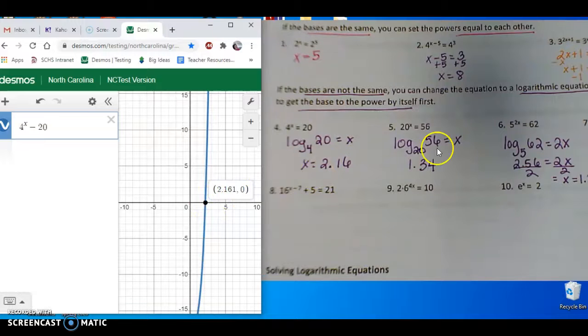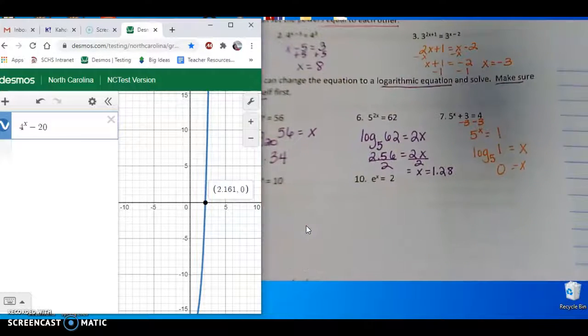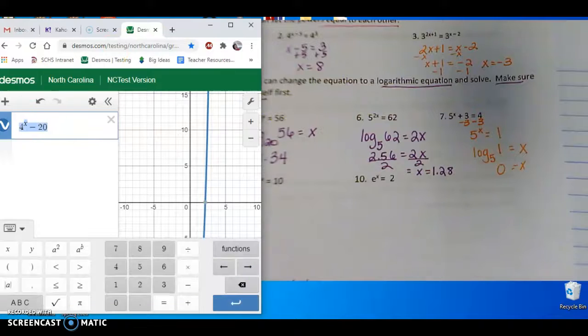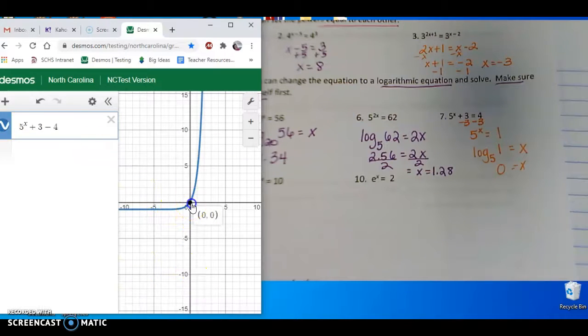Okay. If I wanted to do, let's say, that last one because it was a little bit harder, a little bit more work there, I would do 5 to the x plus 3. Don't forget to subtract the 4 to make it equal to 0. Find out where it crosses the x-axis. We got 0. 0 is the answer.